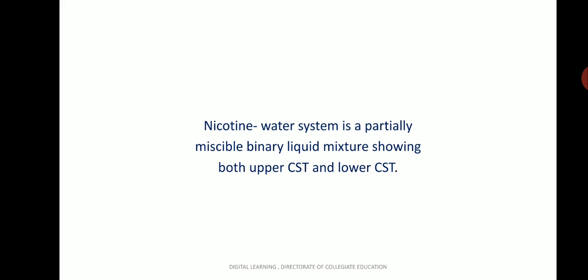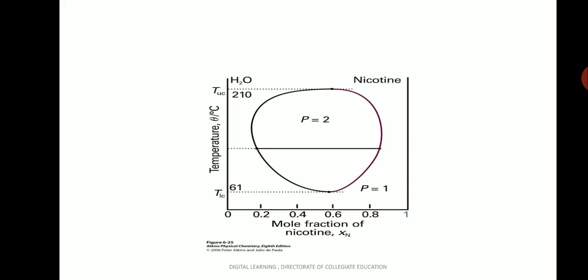The nicotine-water system is a partially miscible binary liquid mixture showing both upper CST and lower CST. You can note that here. The upper CST for the nicotine-water system is 210 degrees Celsius, while the lower CST is 61 degrees Celsius. So above 210 degrees Celsius, we have a single phase of nicotine-water, and below the lower CST at 61 degrees Celsius, we have a single phase for these two components of the binary mixture.